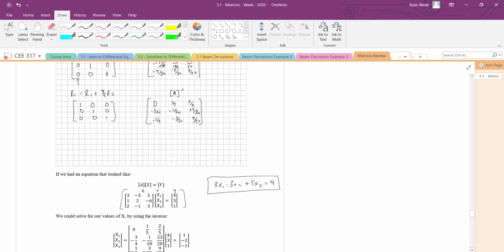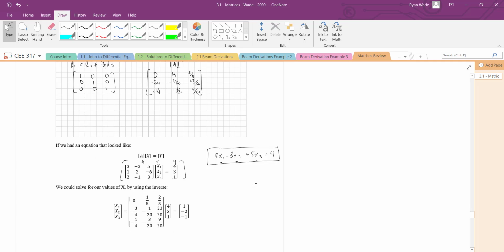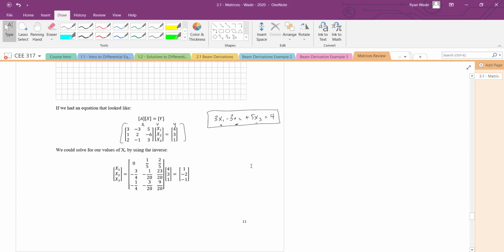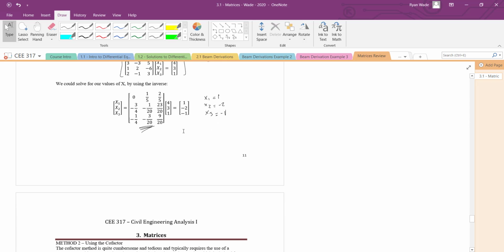So I have 3 equations, a system of 3 equations here. If I can just quickly find the inverse of A, I can actually find the values of X that work for all 3 of those equations in order to solve for those systems of equations. So as you can see here, we find our inverse, the inverse of what we just found. We multiply that out, and our values of x1, x2, and x3, respectively, are equal to 1, -2, and -1. So once we find our inverse, it's actually quite powerful to use to solve for these systems of equations.